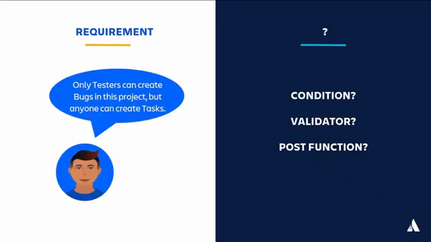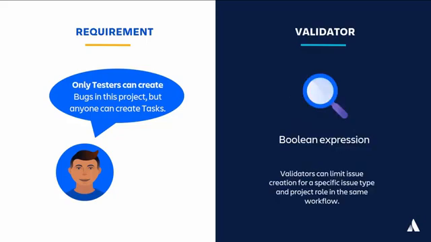What if the requirement is that only testers can create bugs in a particular project, but anyone else can create tasks? Can you add a condition on the create transition? This one is a little tricky. Remember that there is no condition on the create transition, and it is not possible to set issue creation permissions per issue type in Jira. The create issues permission in the permission scheme applies to all issue types in a project.